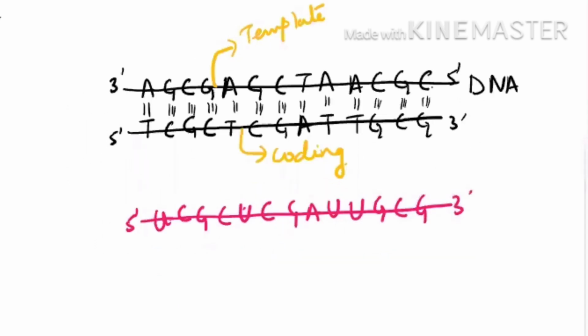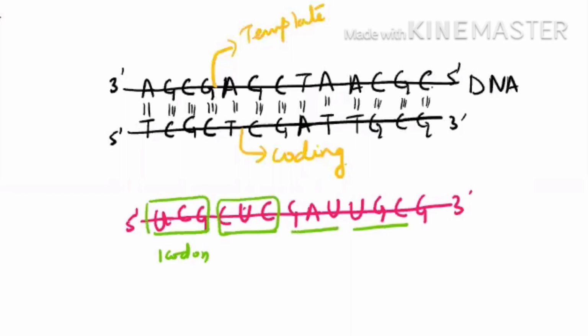Now they are saying that the sequence of 3 nitrogenous bases will have the information for one amino acid. It means it's a combination of bases. So this is your one codon. This one codon has the information for one amino acid. This is another codon, this is another, and this is another. Are you understanding the diagram carefully?